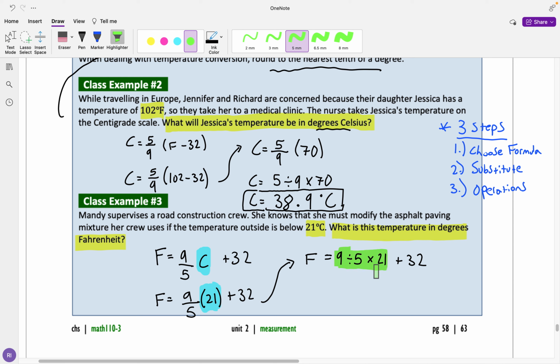And it's 37.8 plus 32. 69.8 degrees Fahrenheit.